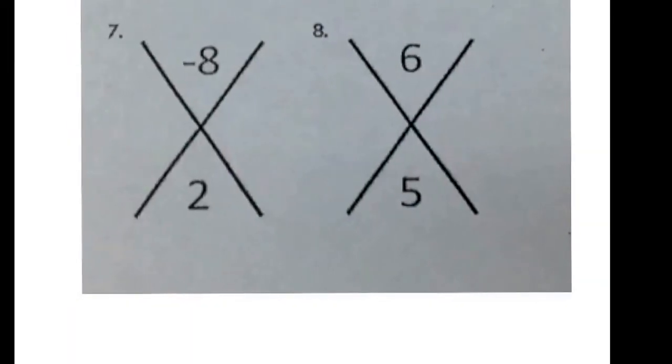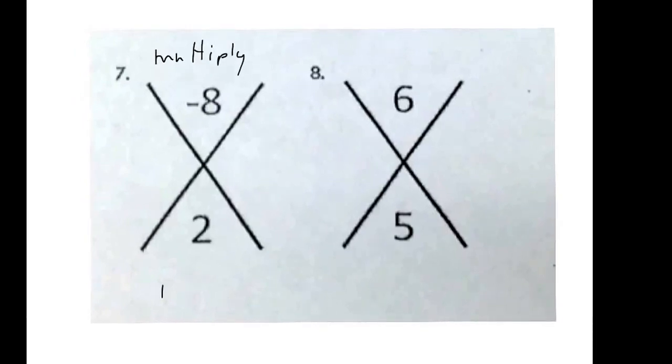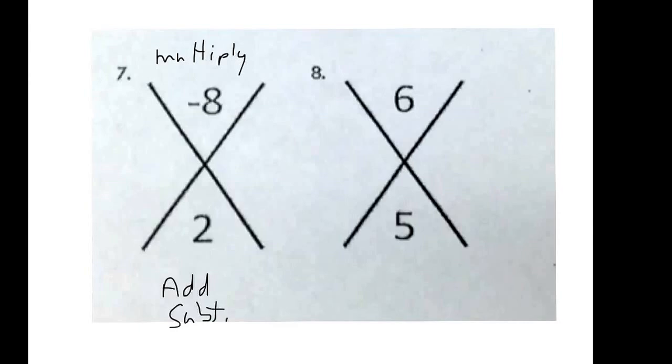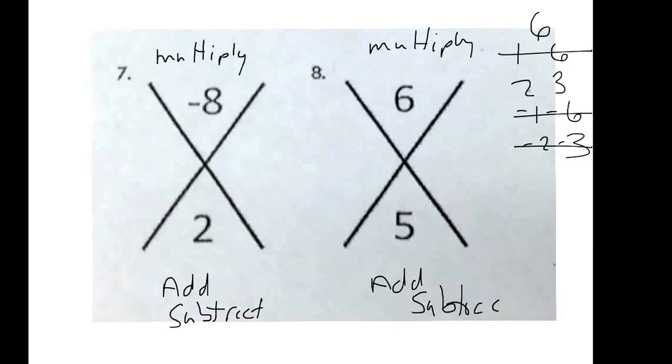Alright, the X puzzles. You have to multiply to get the top, and then you have to add or subtract to get the bottom. Multiply to get the top, add or subtract to get the bottom. Okay, so let's start with this one. We start with multiplication. What things multiply to be 6? The answers are 1 and 6, 2 and 3, negative 1, negative 6, and negative 2, negative 3. Which ones of these, when we combine them, make a positive 5? That makes 7, negative 5. This is the answer, so 2, 3 is the answer to this one.